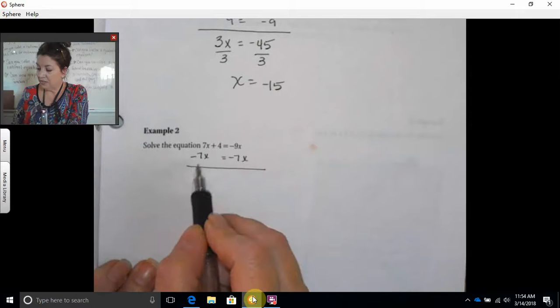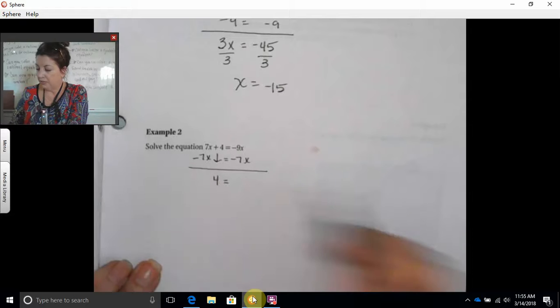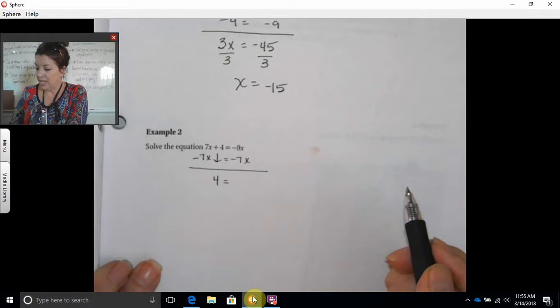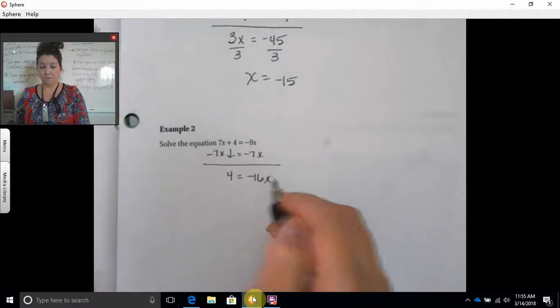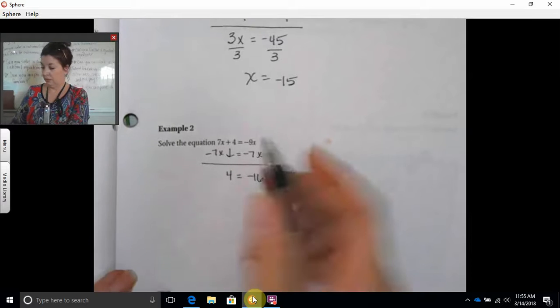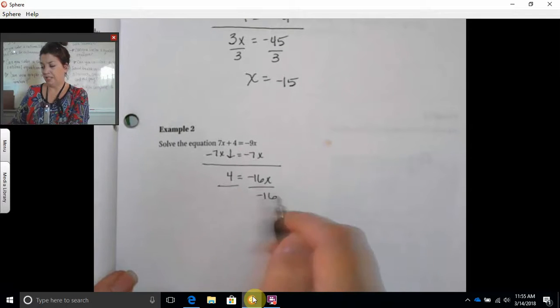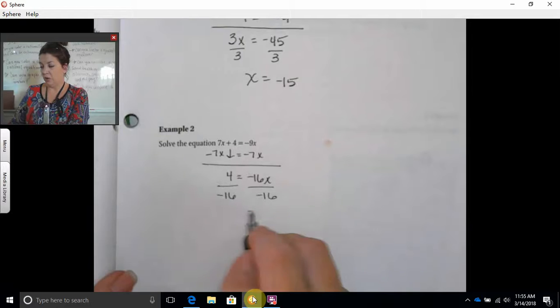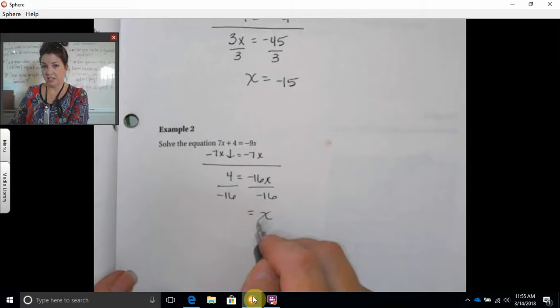So 7x minus 7x is 0. So I'm going to bring down the 4 and it's positive. What is negative 9x minus 7x? Negative 16x. Now what? Divide by negative 16. So on the right, negative 16x divided by negative 16 is positive x.